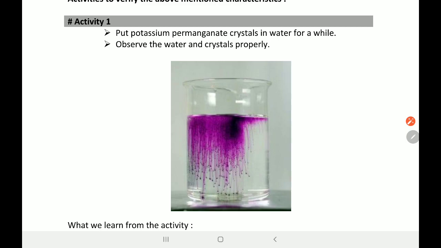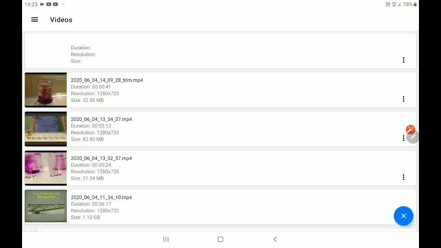That means the potassium permanganate is converting into small particles and it is taking some place between the water, and that is nothing but giving color to this water. In fact, that color is nothing but particles of potassium permanganate which are taking place between the particles of water, right? Anyway, let us see the video for this. Here we have the video.